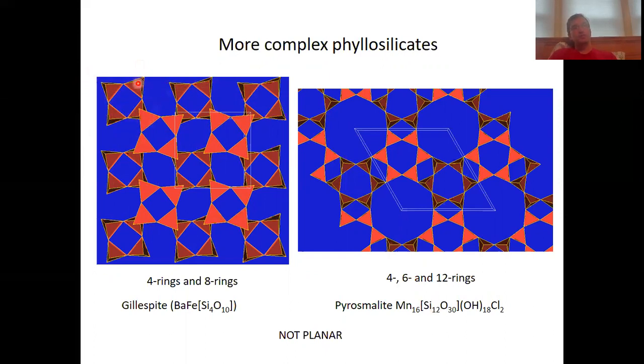So here you have the first four-ring, you have the second one, the third one, the fourth one, the fifth one, the sixth one, the seventh one, the eighth one, and the ninth one. Of course, there are more, as this is an infinite structure in two dimensions. Now, in all these four-rings, the tetrahedra point up.